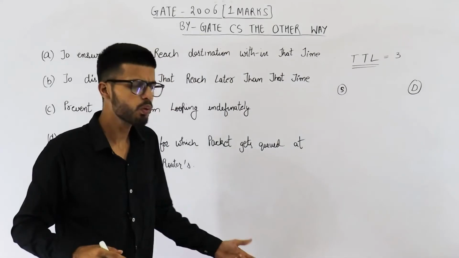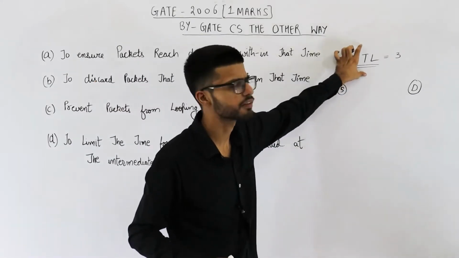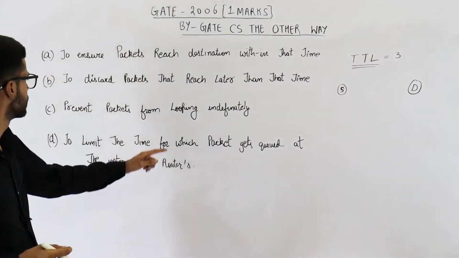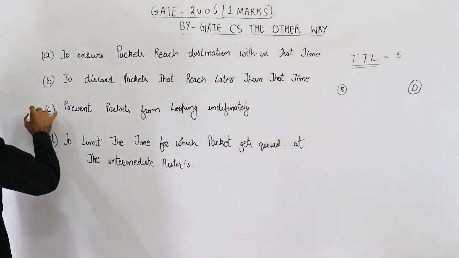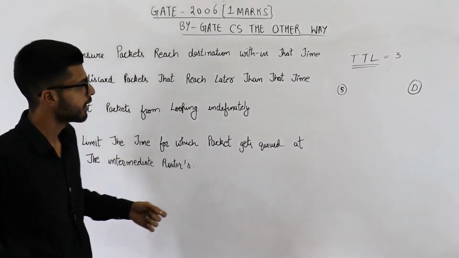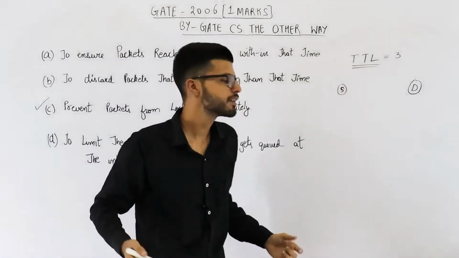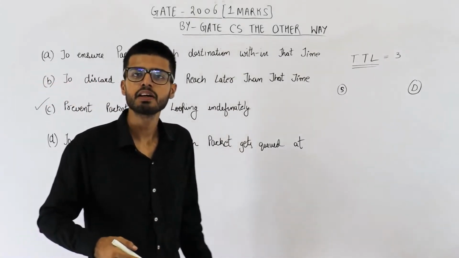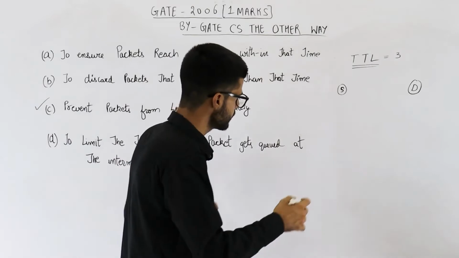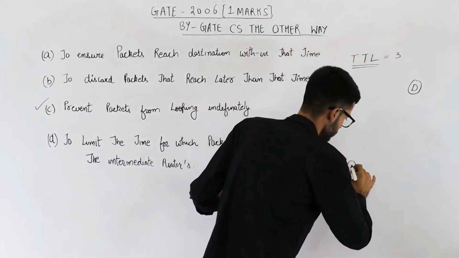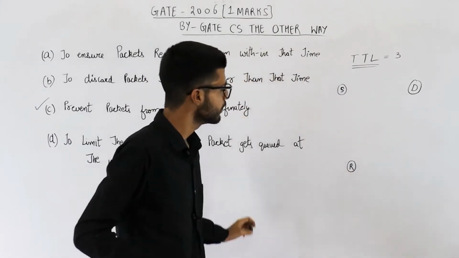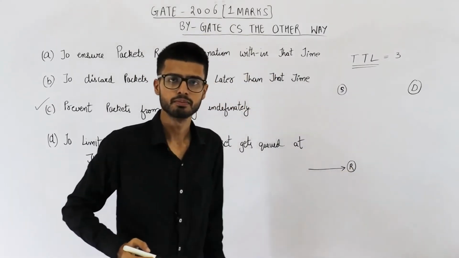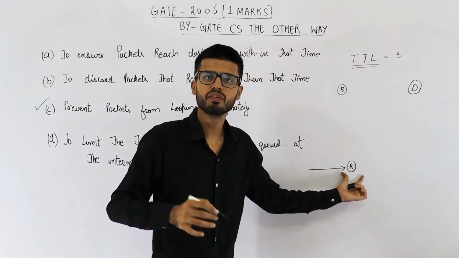Now what is the purpose of including such a field? It is to avoid infinite loops. Option C. Now let me explain how this field avoids infinite loops. First of all, let us see how a packet can fall into an infinite loop. Suppose there is some router, and there is an incoming packet on this router.